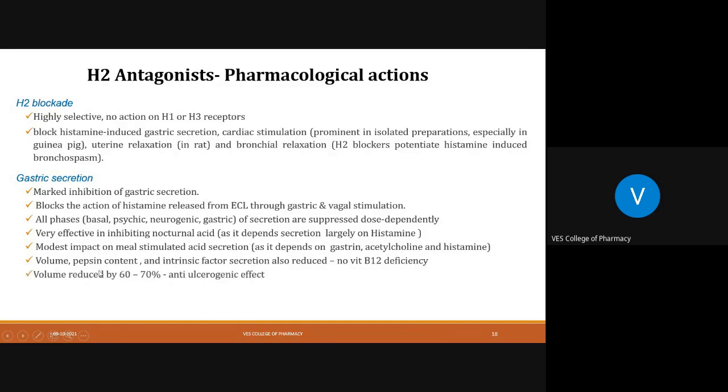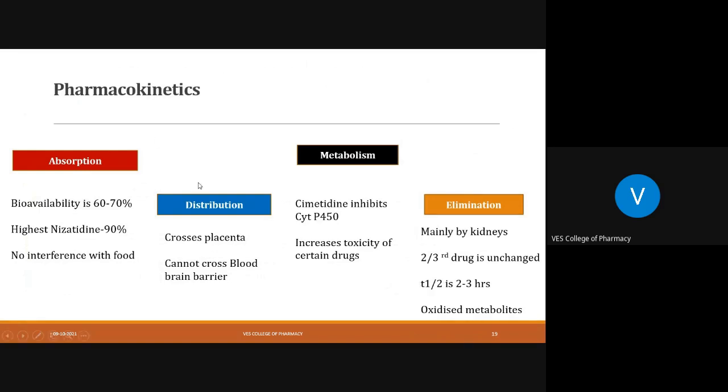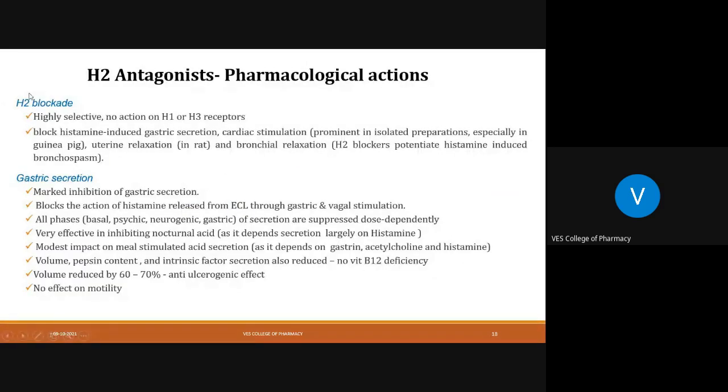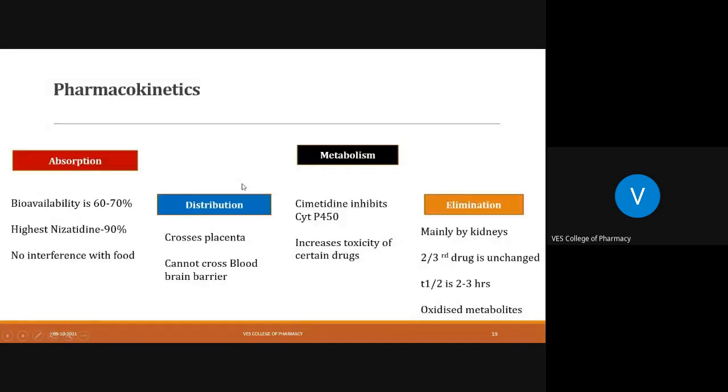Again, it can reduce 60 to 70% of the acid, and they show an anti-ulcerogenic effect. No effect on the motility. So they don't have any effect on the smooth muscle, even GI smooth muscle or any smooth muscle. So that is all about the pharmacological action, the H2 blockade property they have, and the effect on the gastric secretion. So what important thing do you need to note over here? Inhibiting the nocturnal acid, the modest impact on the meal stimulated acid secretion, and volume reduced by 60 to 70%.